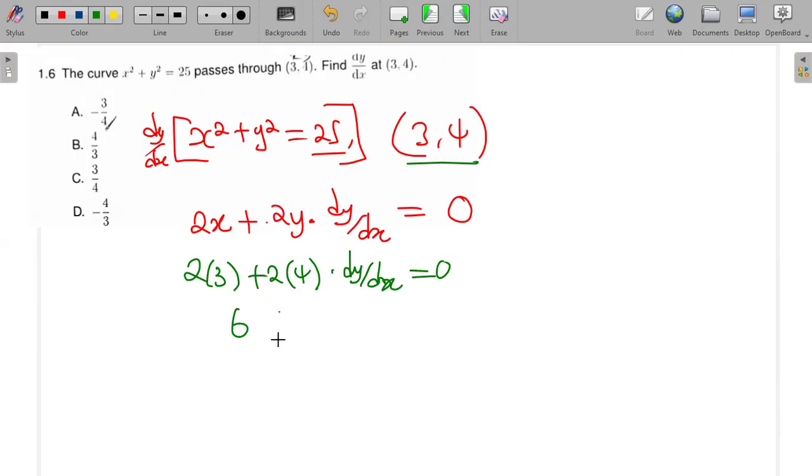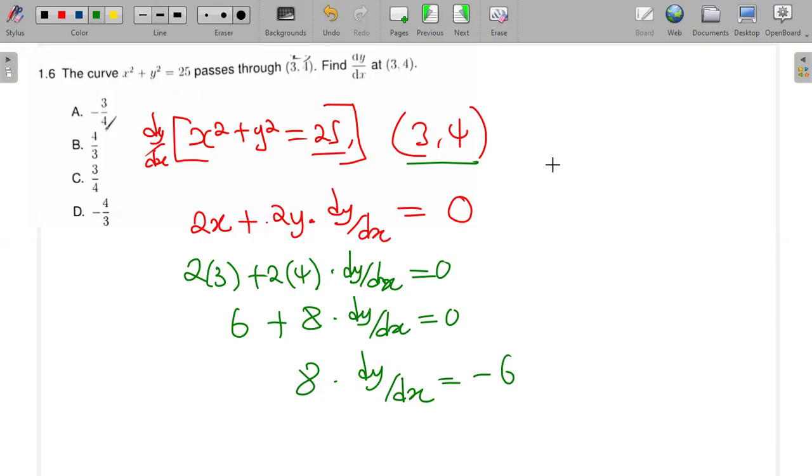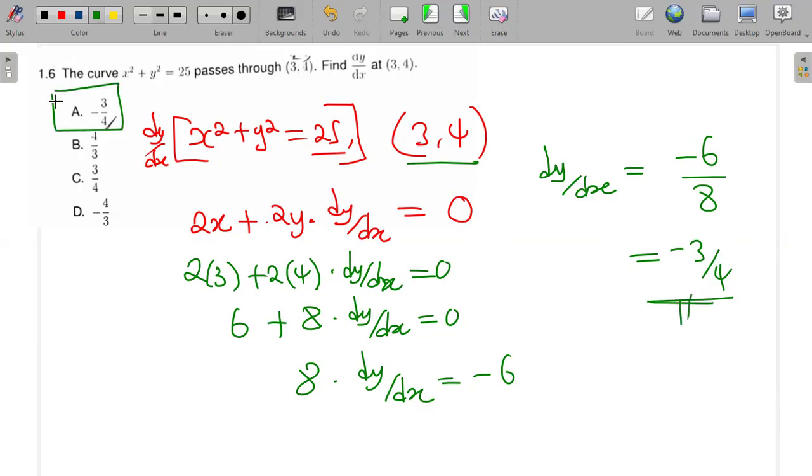So this would be 6 plus 8 dy/dx equals 0. Meaning the 6 goes to the other side, so I have 8 dy/dx equals minus 6. So dy/dx equals minus 6 over 8, which will just be minus 3 over 4. So I'm going to pick A as my best answer there.